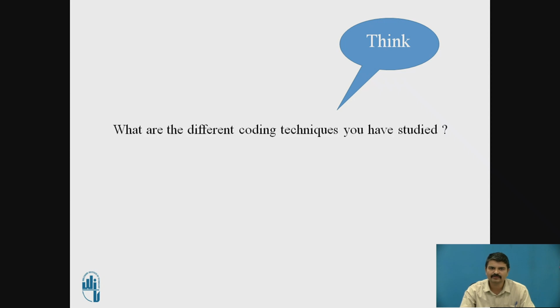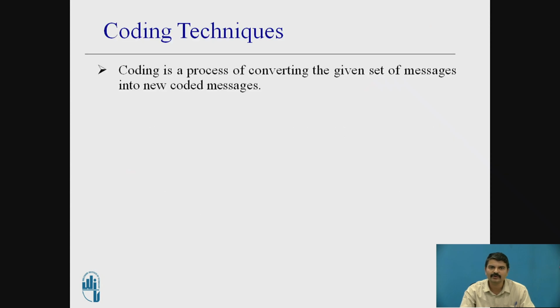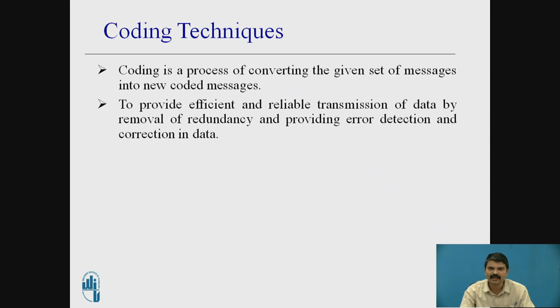So think about what different coding techniques you have studied right now. It may be various kinds of coding techniques like decimal to binary coding, XS3 coding, BCD to 7 segment coding, 8 to 3 coding, Morse code, etc. Various types of coding you might have studied in your previous work. Coding is nothing but the process of converting the given information or set of messages into new coded messages, to provide efficient and reliable transmission of data by removal of redundancy and providing error detection and correction of data.